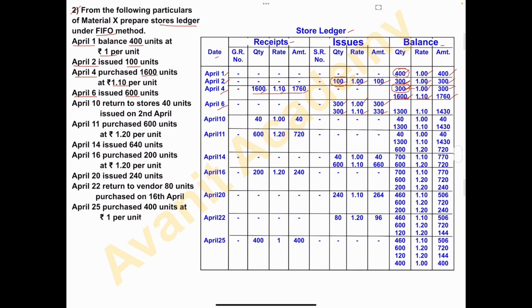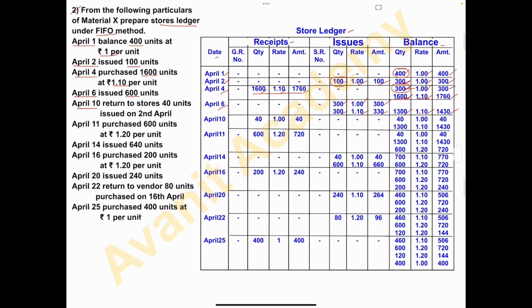Got this? Next we have to write the balance. This 300 we have fully issued. Next from the 1600 we have issued 300 units. So how many units are left? 1300. From this 1600 minus 300, the remaining stock is 1300 units. The rate is same 1.10 and the amount is 1430. Next is on April 10.